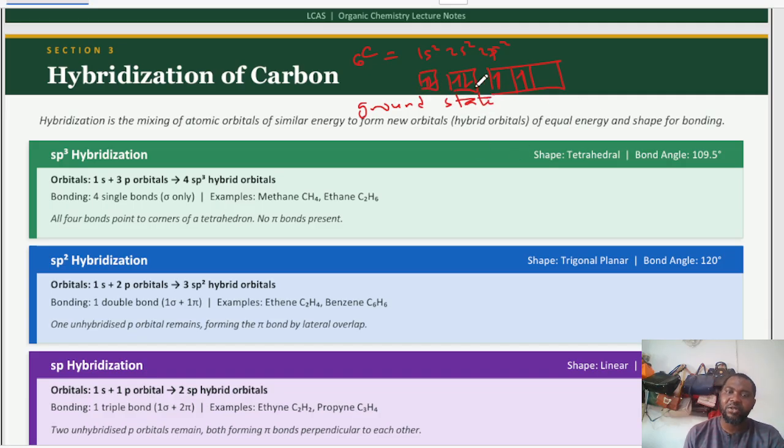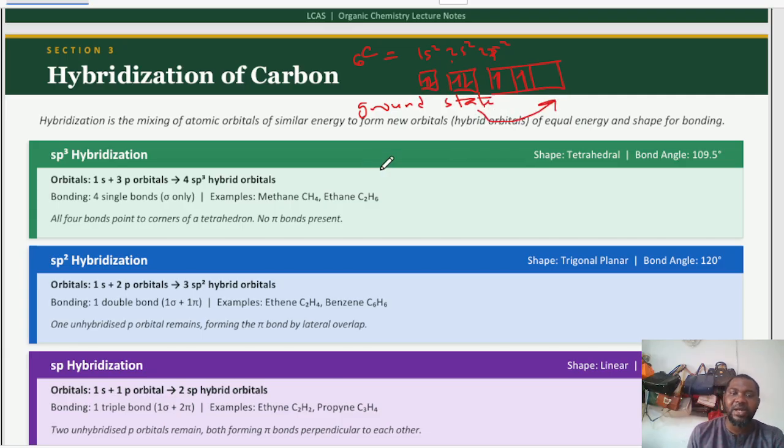Now if you follow this orbital diagram, you will notice that carbon will be divalent, can only form two bonds because there are two unpaired electrons. This is not paired, this is also not paired. Now for carbon to be able to form four bonds, it must hybridize. Hybridization is when orbitals of the same energy, like this 2s2, 2p2, come together as one. But before that, there will be an excitation.